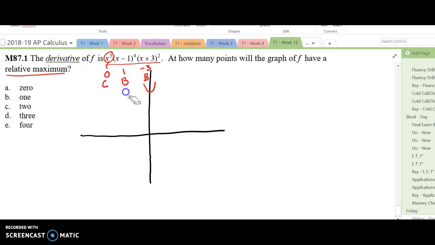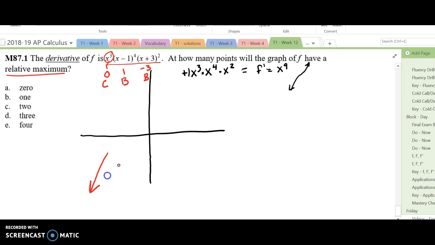So I know what's happening at each of my zeros. I'm crossing, bouncing, bouncing. The only other thing is my overall behavior. And when I think about x cubed times an x to the fourth term times an x squared term with a positive 1 leading coefficient, I realize that my derivative generally is x to the 3 and 4 is 7 and 2 more is 9, which is going to go low to high.